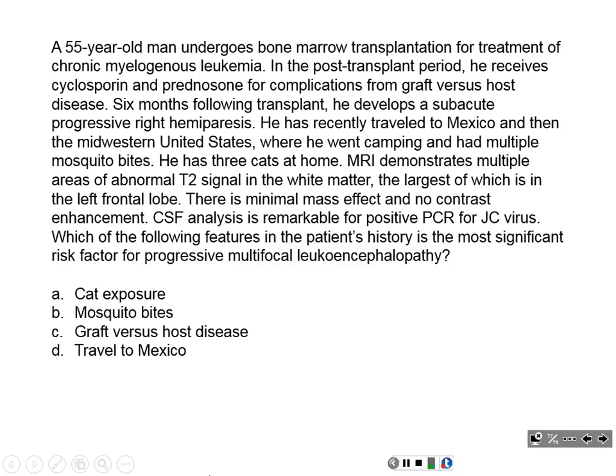MRI demonstrates multiple areas of abnormal T2 signal in the white matter. So the white matter involvement says PML. Largest of which is in the left frontal lobe, and there is minimal mass effect and no contrast enhancement. Definitely sounds like PML. And the clincher on this is that the CSF analysis was positive for JC virus, so definitely PML. Which feature of his history is the most significant for that?